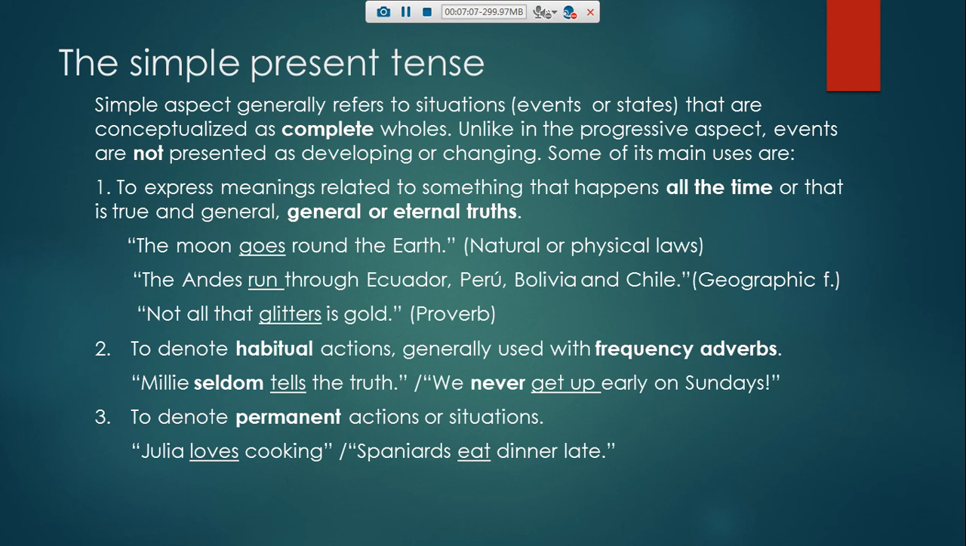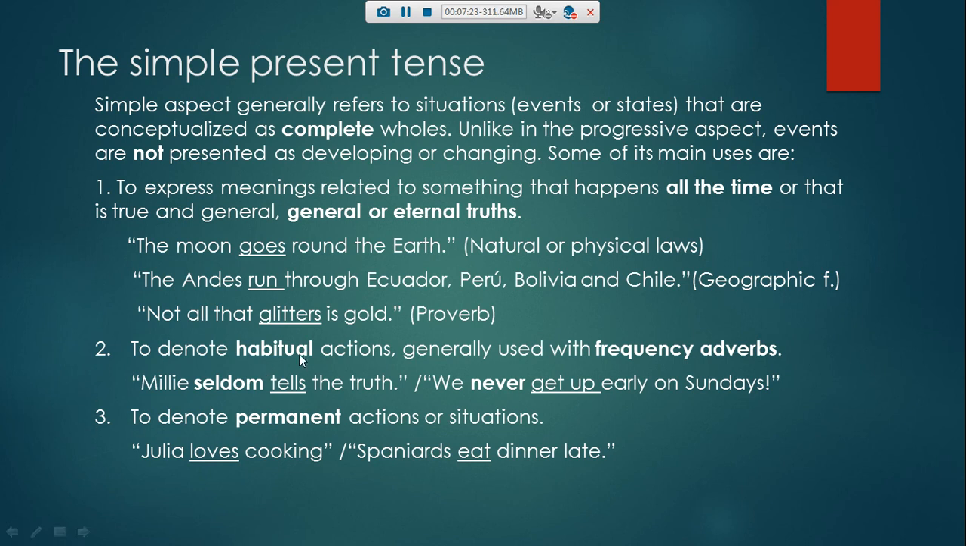2. To denote habitual actions, generally used with frequency adverbs: Millie seldom tells the truth, we never get up early on Sundays. Or 3. to denote permanent actions or situations: Julia loves cooking, Spaniards eat dinner late.